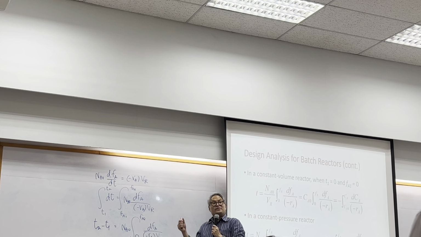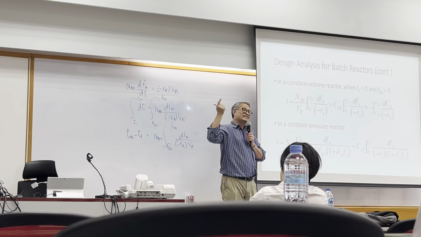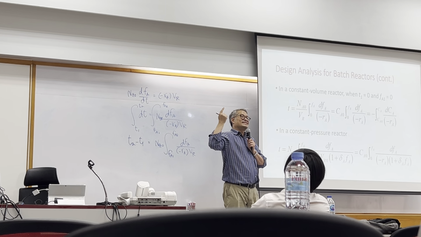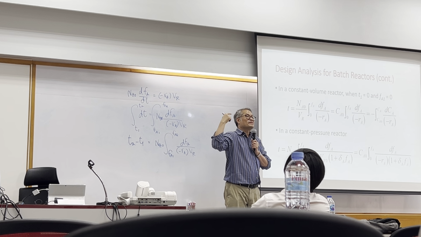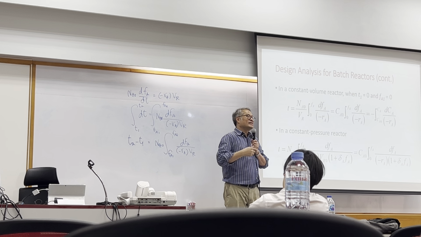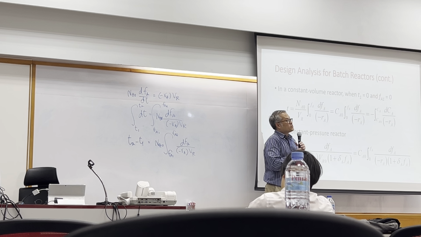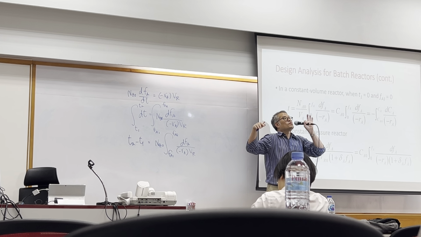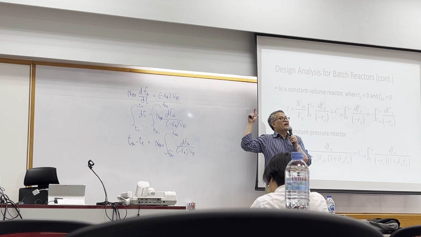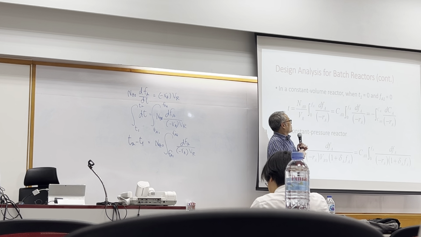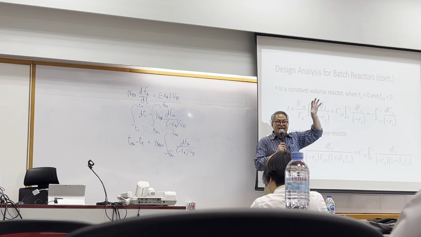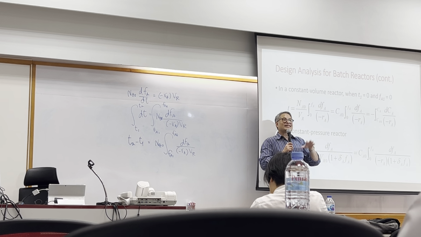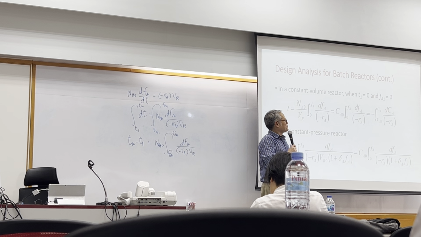You still remember the condition where the volume is constant? It's liquid phase or aqueous phase. Volume is assumed to be constant. And also gas phase where the number of moles on both sides are equal. So you have constant volume. Or when the reactor is rigid and the volume is fixed, that's also a constant volume.